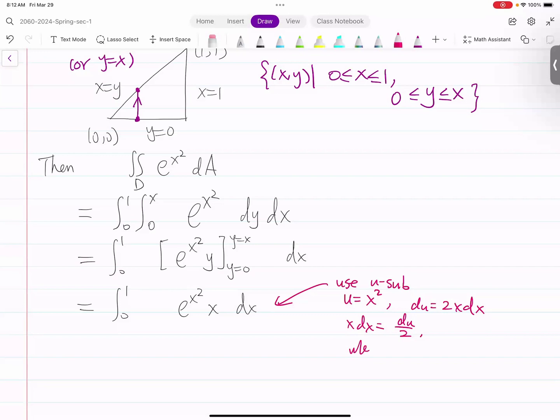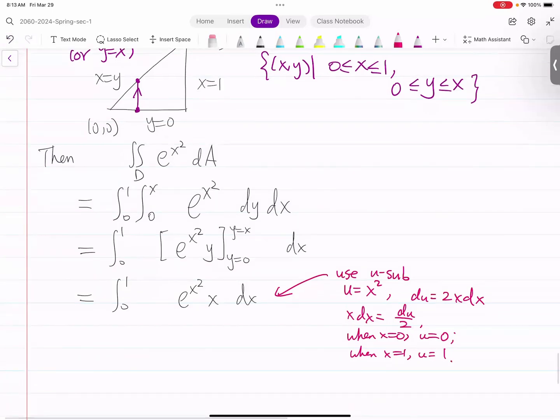When x is 0, u is 0, since u is x squared, right? When x is 1, u is 1 squared, which is 1. So we can do the substitution. We can translate everything in terms of u. So here we have e to the u, and then x dx becomes du over 2.